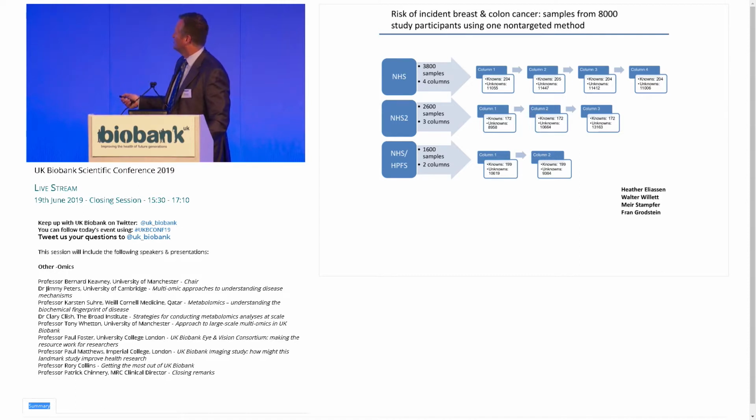So in this case, I was working with Heather Elias and Walter Willett, Meir Stampfer, and Fran Grodstein on a project that's ongoing where our goal was to find risk of incident breast cancer and colon cancer in these cohorts. And these were divided into basically 3 projects. Partly it was due to funding, but our goal here was to concatenate all the data together. So we had about 4,000 samples from the Nurses' Health Study, about 2,600 samples from the Nurses' Health Study 2, and about 1,600 samples from the Nurses' Health Study and Health Professionals Follow-Up Study. These were colon cancer samples.